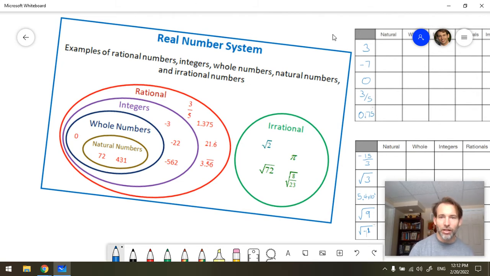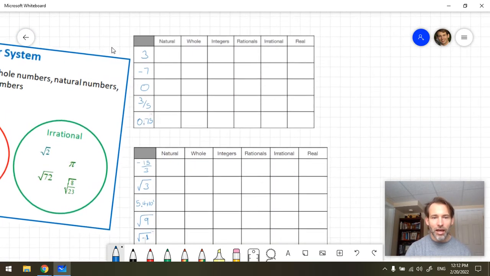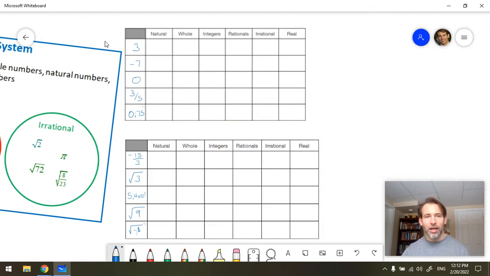Okay, now let's take a look at how we're going to test this. I'm going to give you charts that look like this, and you're going to say, well, 3. Well, I know that 3 is part of the natural numbers because it's 1, 2, 3, 4, 5. It's also part of the whole numbers, and it's one of the integers, and I could write that as a rational.